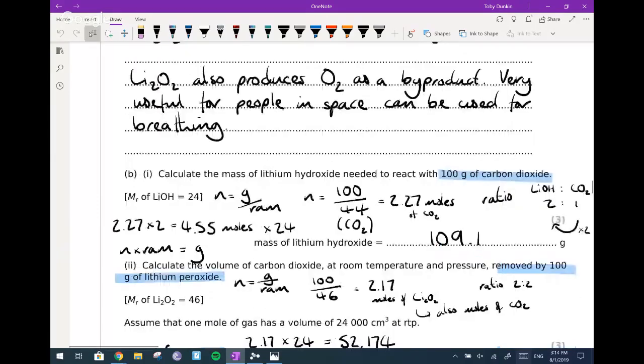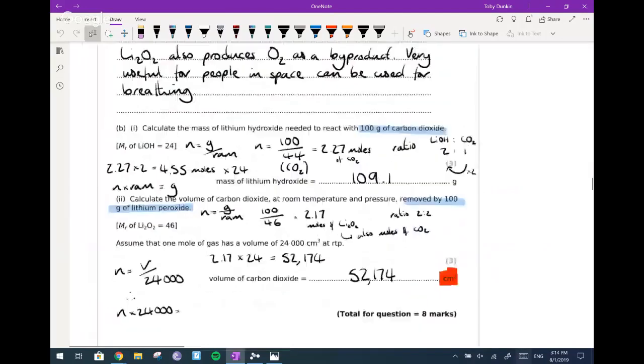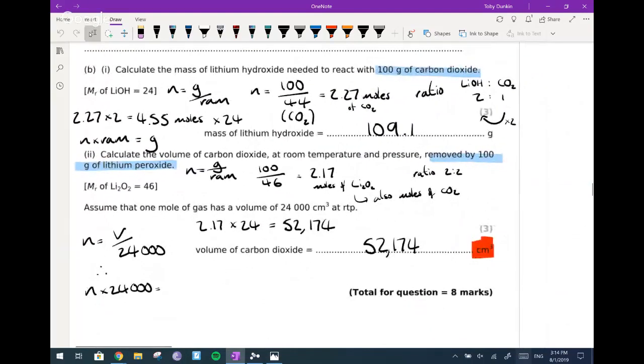Okay. We're nearly at the end now, folks. Don't worry, nearly at the end. Next, right into a proper calculation. Calculate the mass of lithium hydroxide needed to react with 100 grams of CO2.